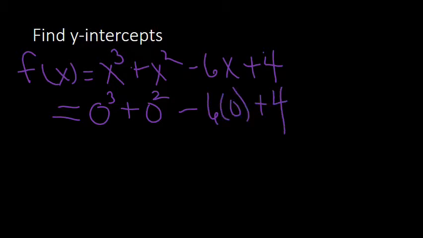And when we algebraically solve this, obviously 0 cubed is going to be just 0. 0 squared is 0. And minus 6 times 0 is going to be 0. And so we're just left with our y-intercept is 4. Now, in a function like this, and when we look at this, we could actually have gone right back here and just said, hey, that y-intercept is going to be 4.